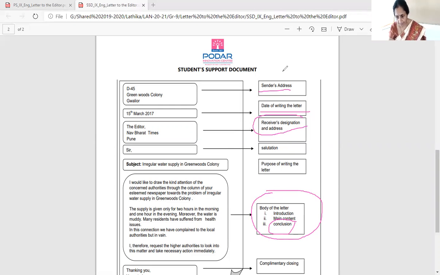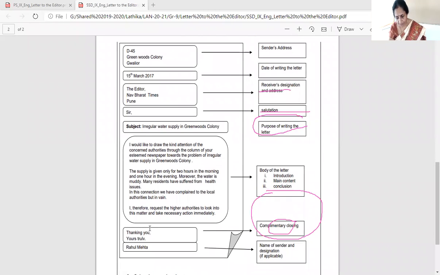And like I told you, last you will have a complimentary closing and the name of the person who is sending this letter. So I hope the format is clear to you. Now we will write some sample letters. I will give you some exercises to do. Some topics will be given. Based on those topics, you have to write a formal letter.